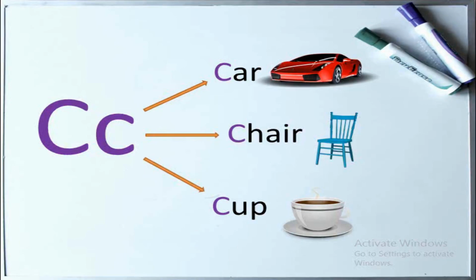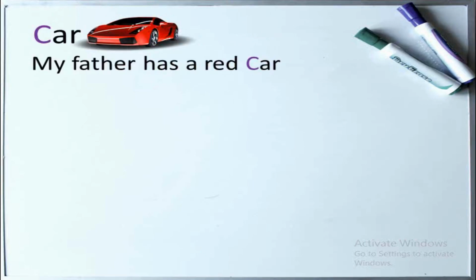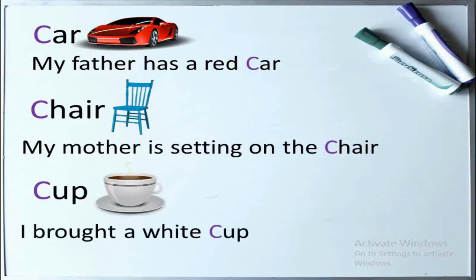Once again, C for car, C-A-R, C for chair, C-H-A-I-R, C for cup, and we write it as C-U-P. Now let's go and make them in a sentence. For car, my father has a red car. For chair, my mother is sitting on the chair. For cup, I brought a white cup.